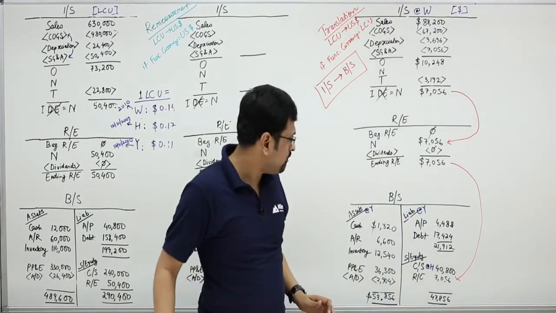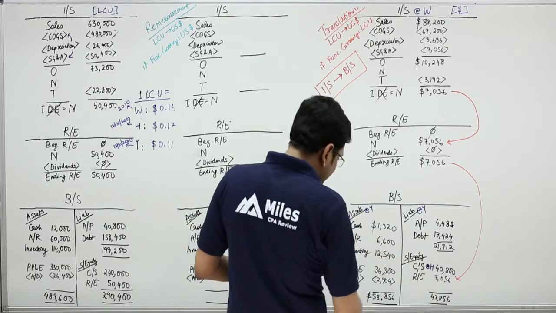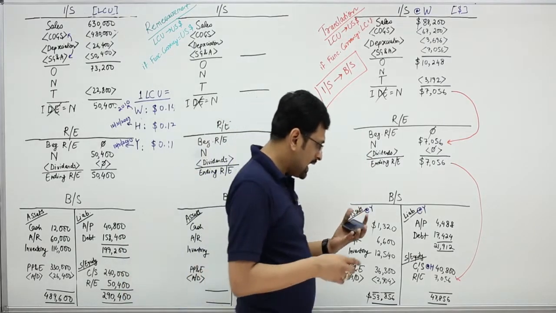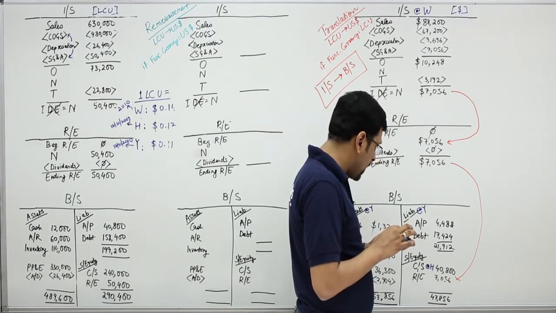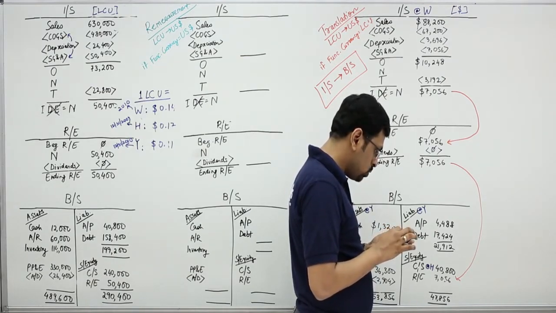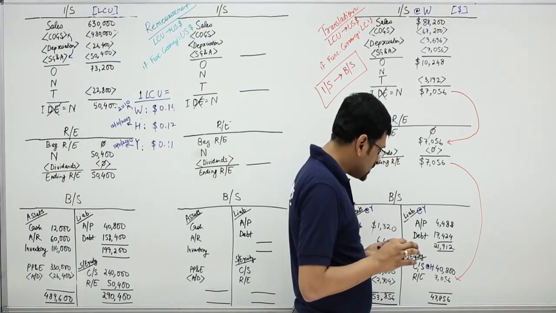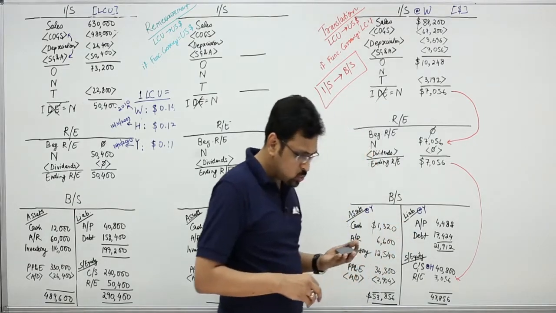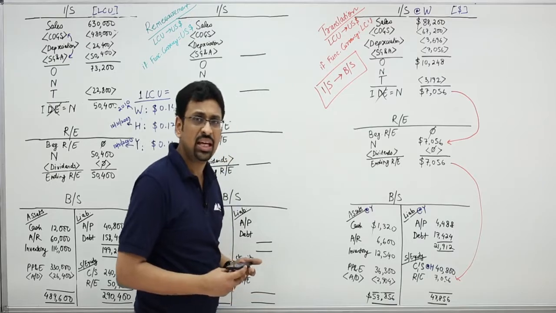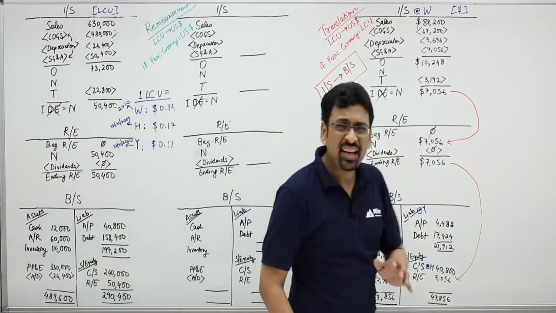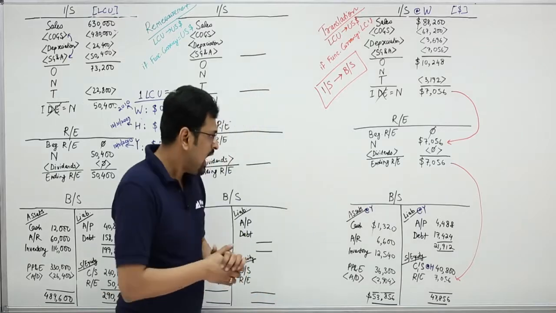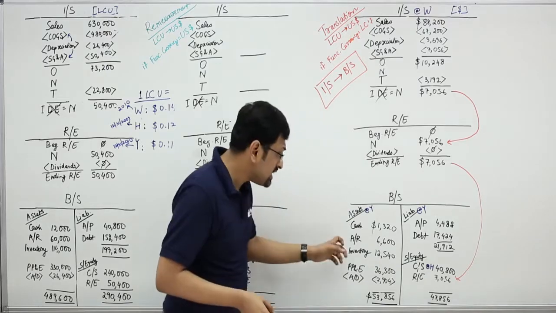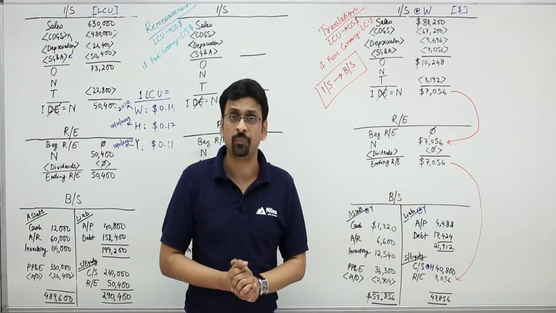Now, let me just look if everything is fine here. I got assets of $53,856. What's my liabilities plus equity? My liabilities, that's 21,912. And my equity, that's 47,856. This comes to 69,768. Guys, the basic rule that we learned in accounting, assets should be equal to liabilities plus equity, but something's wrong here. Assets are not equal to liabilities plus equity.